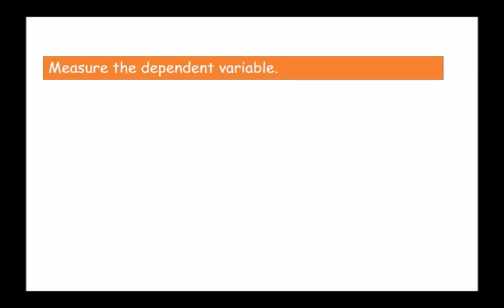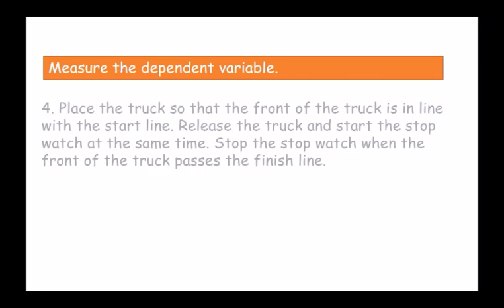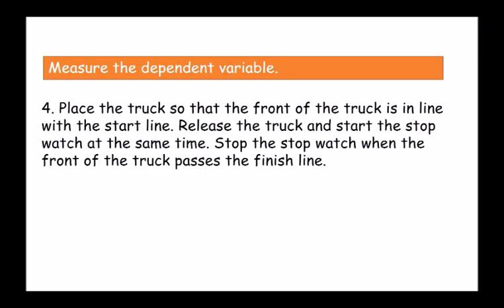So the next thing we do is we measure the dependent variable. Now, the dependent variable is average speed. So to do that, we've already set the distance, but we're going to actually have to measure a time to calculate the average speed. So in this case, we place the truck so the front of the truck is in line with the start line. We release the truck at the same time as starting the stopwatch. So you can see, if we're ever measuring anything, we always state what piece of equipment we're going to use to measure that. And then we stop the stopwatch when it passes the finish line.